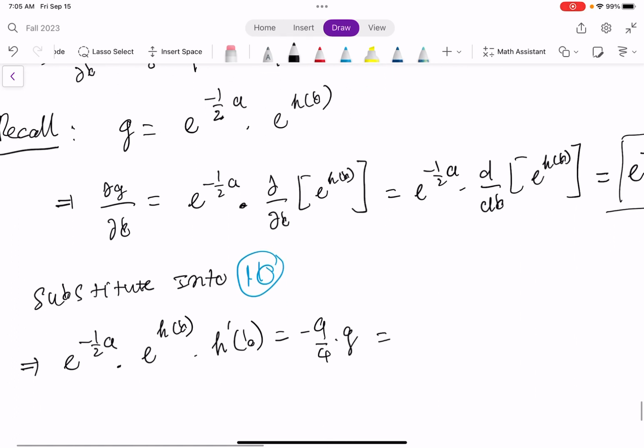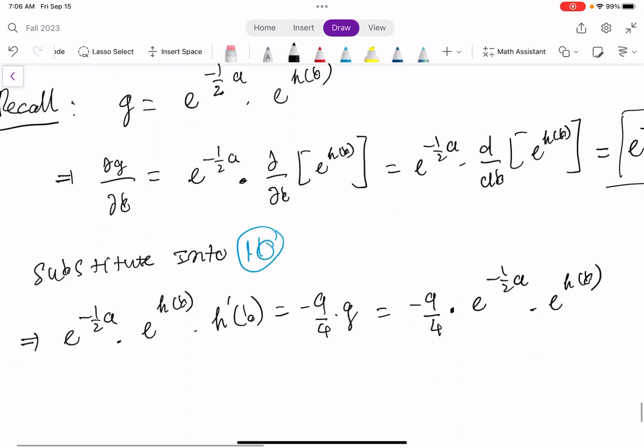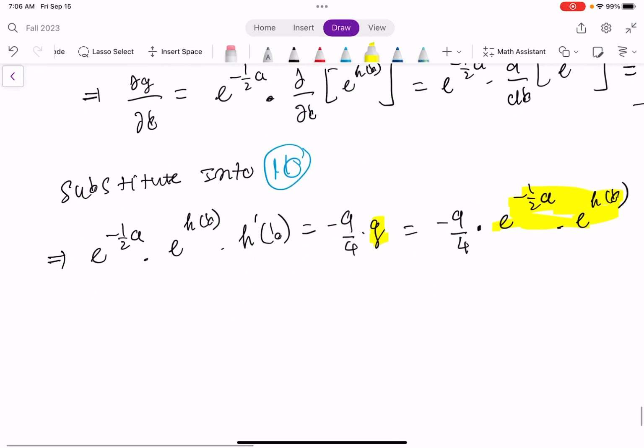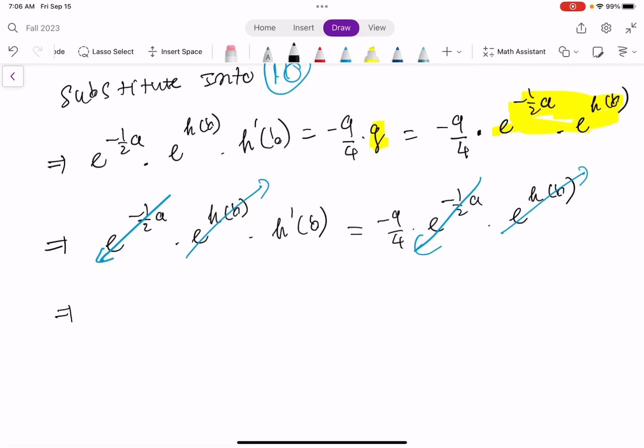And you recall what chi is, right? Chi is just e to the power of negative 1 half times a times e to the power hb. Okay, it's from here, the one I highlighted in yellow. So let me rewrite the expression. You had e to the power negative 1 over 2a times e to the power hb times h prime b equal to negative 9 over 4 times e to the power negative 1 over 2a times e to the power hb. Okay, so for this side, what can be cancelled out? This term can be cancelled out, this term can be cancelled out. And you get h prime of b equal to negative 9 over 4.